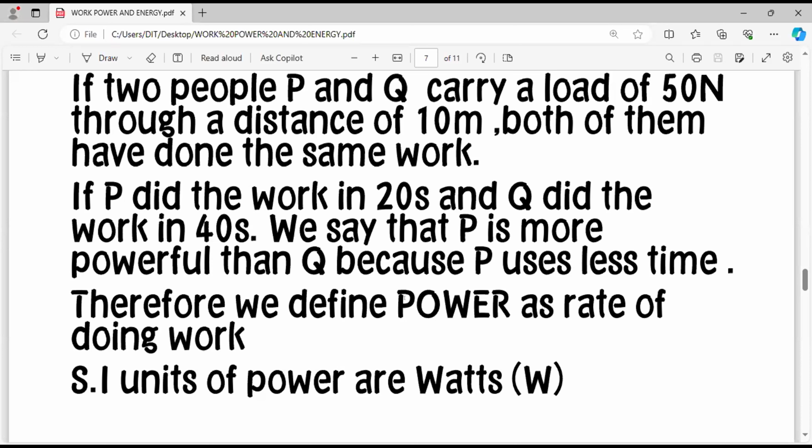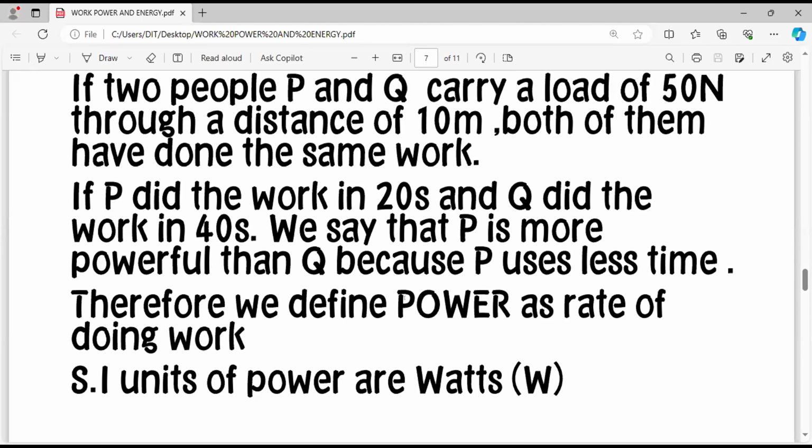So it means that when we talk about power, we are bringing in the element of time. And how do we bring in the element of time? We define power as the rate of doing work. How much work you do in a specific time is what we call power.